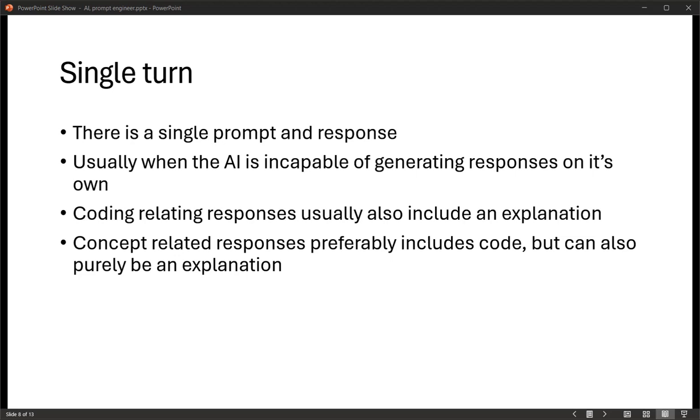The prompts and responses are typically divided into two types: single turn and multi turn. Single turn is when you have a single prompt and a single response. This is usually when the AI is just getting started. It's not capable of generating stuff on its own, so you have to provide it with all the details. Another reason why single turn is used is if you're dealing with a concept explanation prompt rather than a purely coding prompt. So you only need a single response, and if you can include code to help explain the concept, then that's better.